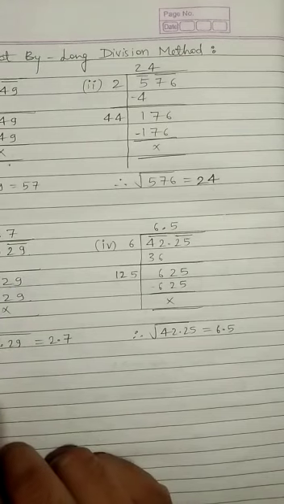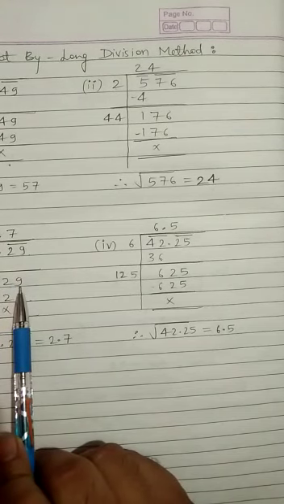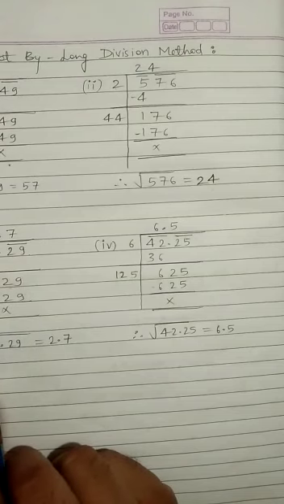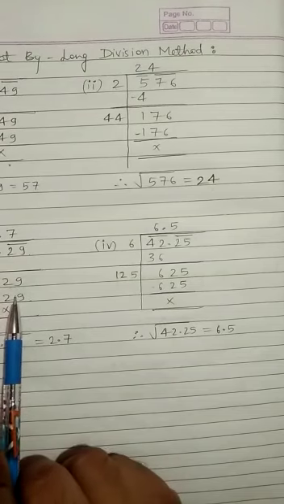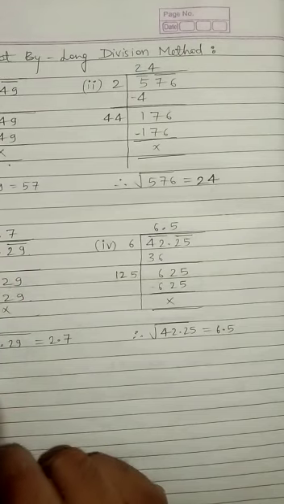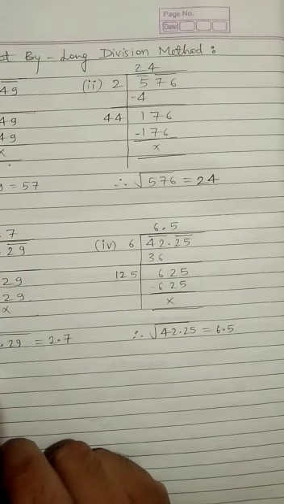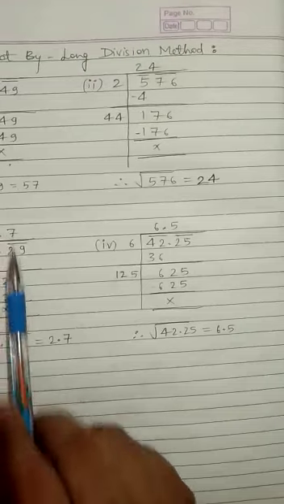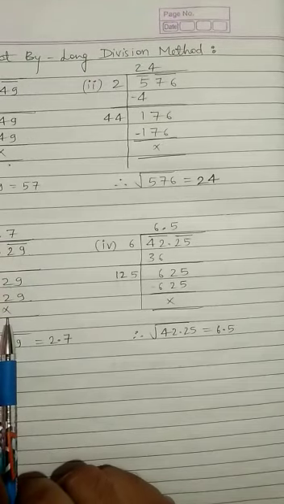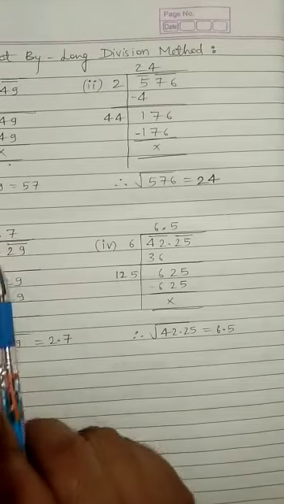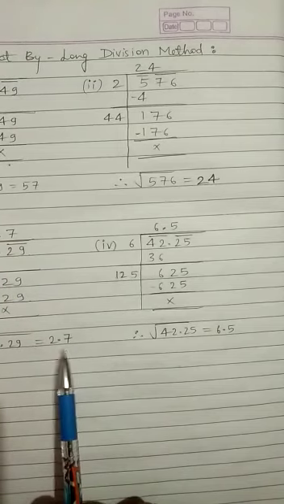2's double is 4 in the next step. The last digit is 9. We will try to multiply by 3. It will become 43. So 43 3s will be very much less than 329. So we will multiply by 7. This number will become 47. 47 7s are 329, remainder 0. So 2.7 is the square root of 7.29.